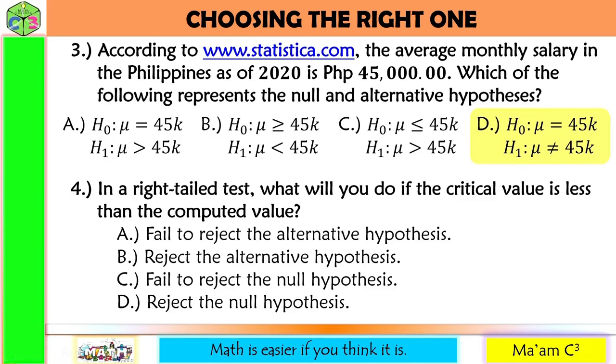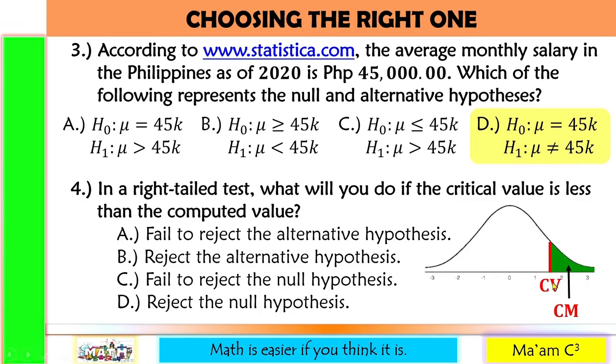Number 4, in a right-tailed test, what will you do if the critical value is less than the computed value? Let's use a picture to visualize it. So here is the critical value, and here is the computed value. The critical value is less than the computed value. So what are you going to do in this case? Reject the null hypothesis since the computed value lies in the rejection region.